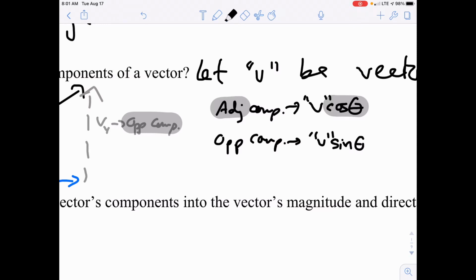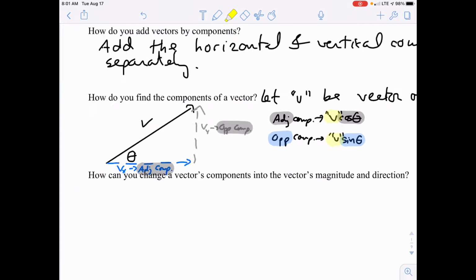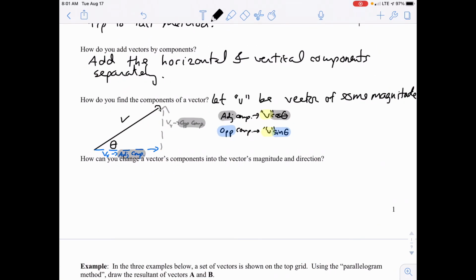So adjacent goes with the cosine. The opposite component always goes with sine. And notice you simply multiply times whatever the vector magnitude is. So the vector magnitude times the cosine is the adjacent component. The vector magnitude times the sine is the opposite component. And we're going to be using that same pattern all the way throughout.